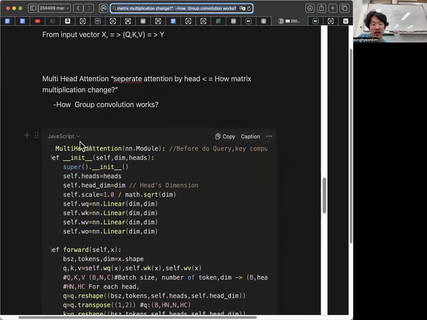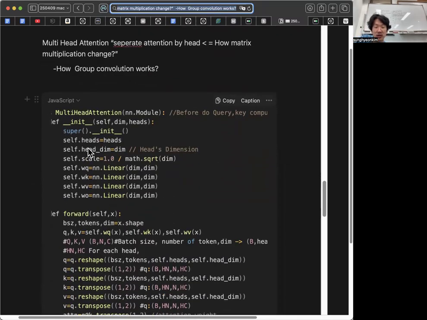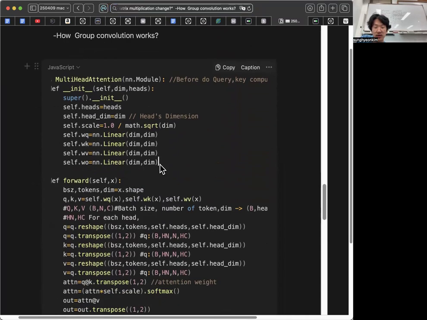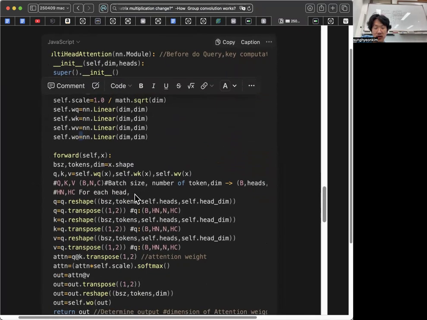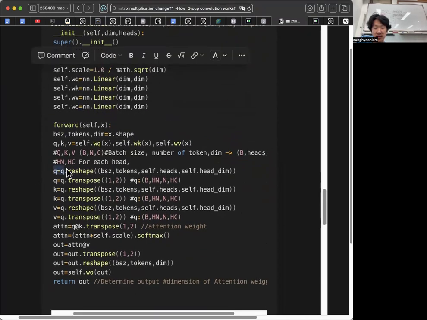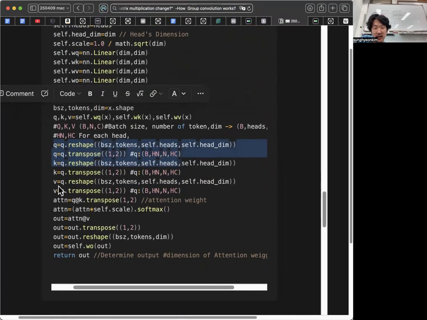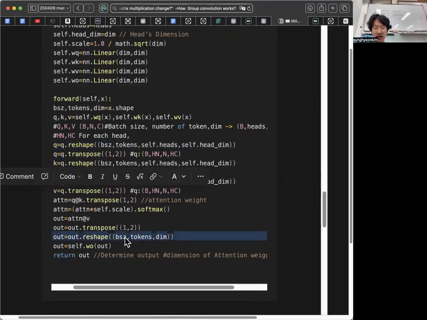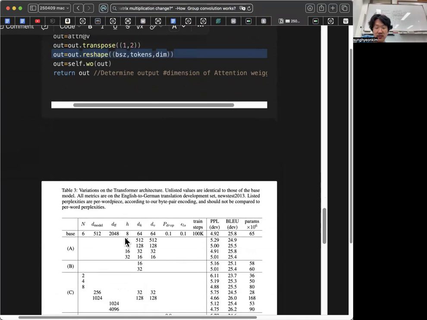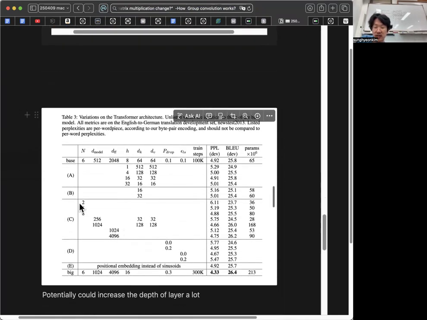This is how multi-head attention works. There will be weight matrices W_Q, W_K, W_V, and W_O. We split Q, K, V for each of the heads, and then we put them together again and give an output. So this is in the attention paper.